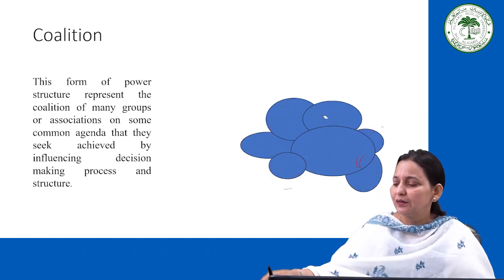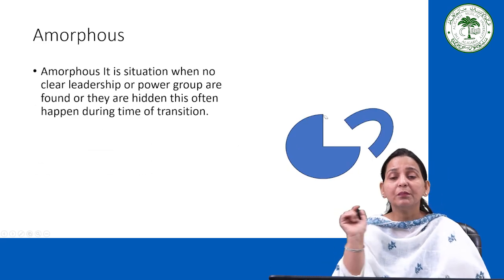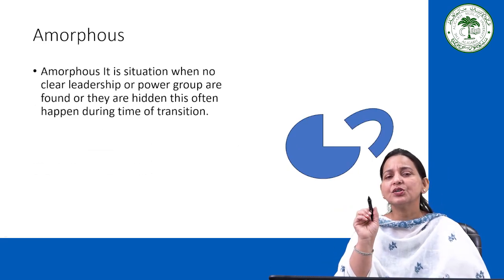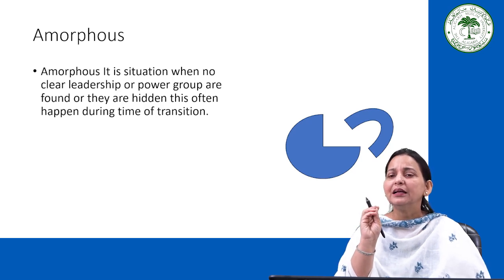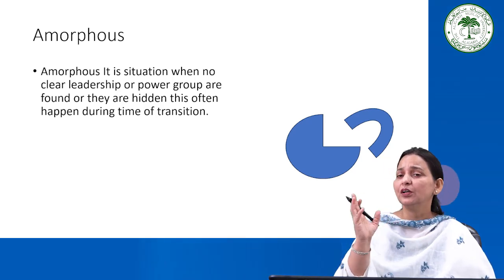Okay, just move ahead. So this is all. The next one is the amorphous. Amorphous is a situation when no clear leadership or power group is found, or they are hidden. This often happens during a time of transition.